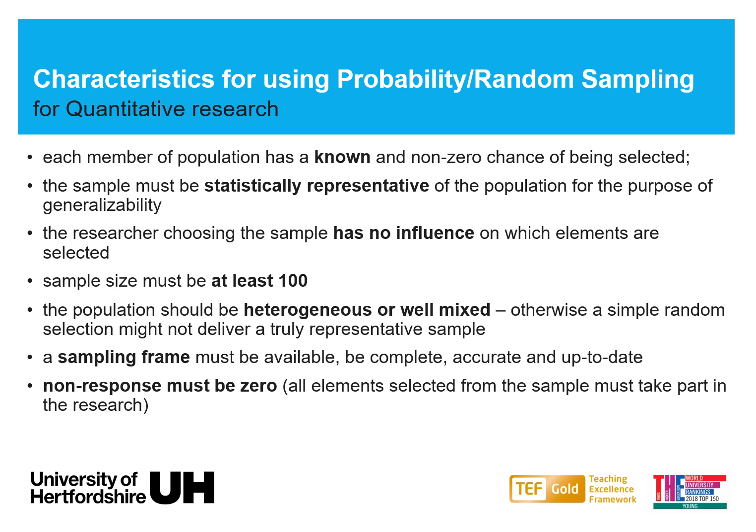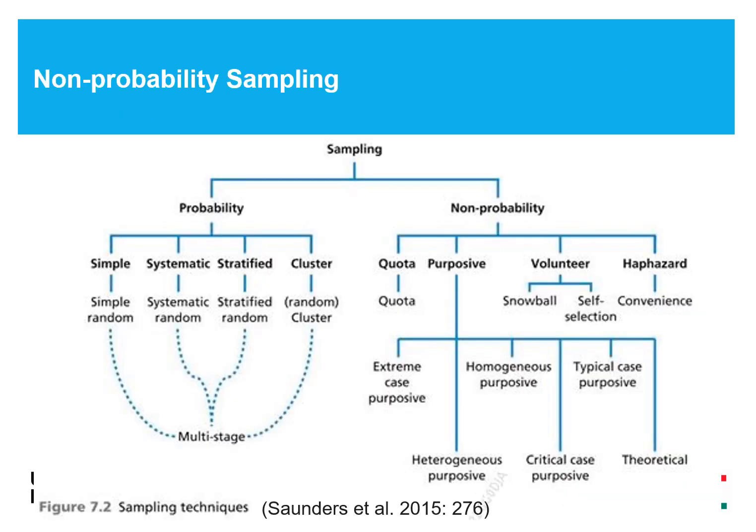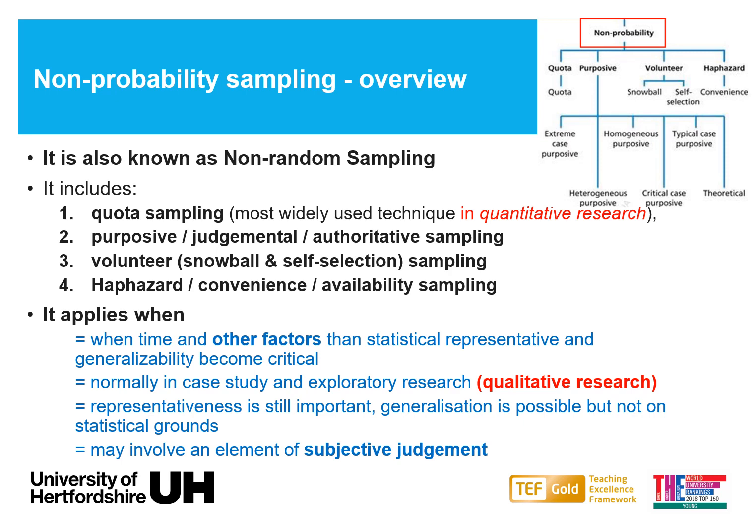Okay, so I hope by now you have a better understanding of probability or random sampling with reference to the 4 or 5 main specific methods. So now let's move on to non-probability sampling. And as you can see in this diagram, there are also 4 non-probability sampling methods, also known as non-random sampling. As Saunders has indicated, these refer to quota sampling, purposive or judgmental or authoritative sampling, volunteer or snowball selection, self-selection sampling, and the fourth one, haphazard, convenience or availability sampling.